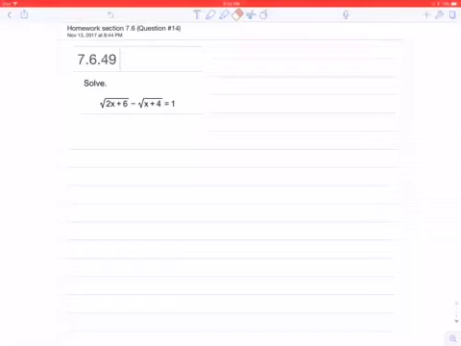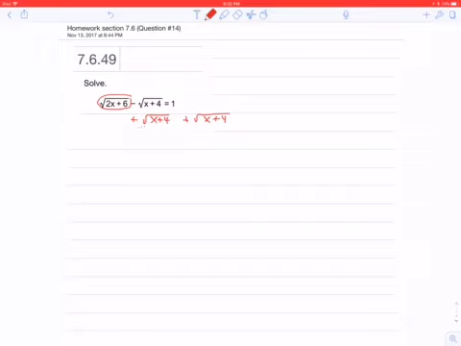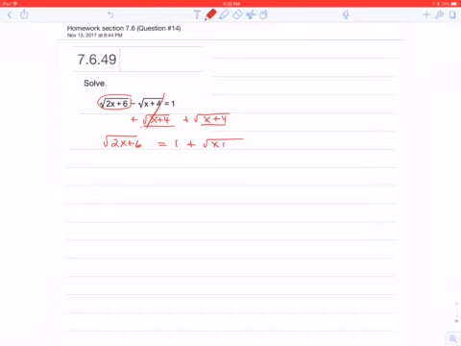To solve an equation with radicals, I have to first isolate one of the radicals. All right, so let's isolate that square root of 2x plus 6. So I'll add the square root of x plus 4 to both sides of that equation. That gives us the square root of 2x plus 6 equals 1 plus the square root of x plus 4. Then we'll square both sides.